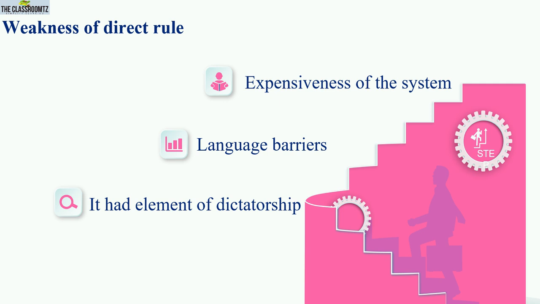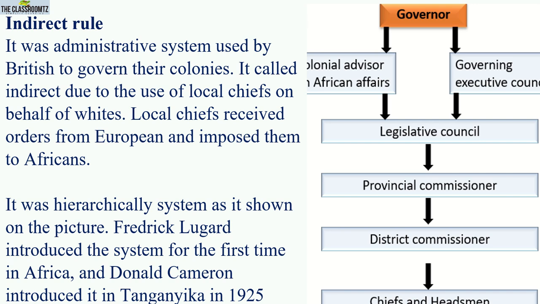So Germany incurred the cost, or direct rule was expensive, because of favoring or ensuring good service to those administrators. And these administrators were Europeans from Europe. These were the weaknesses of direct rule: element of dictatorship, language barrier, expensiveness of the system. By saying so, we're done with direct rule.